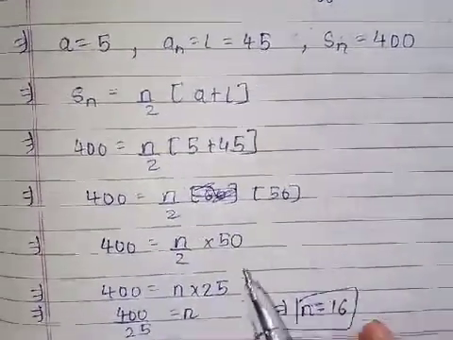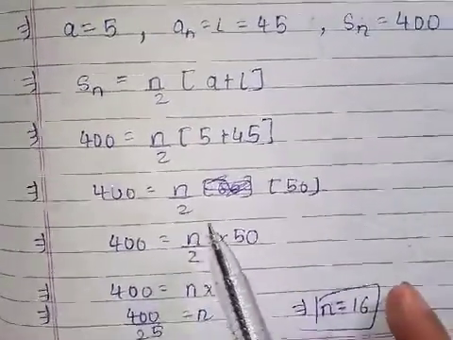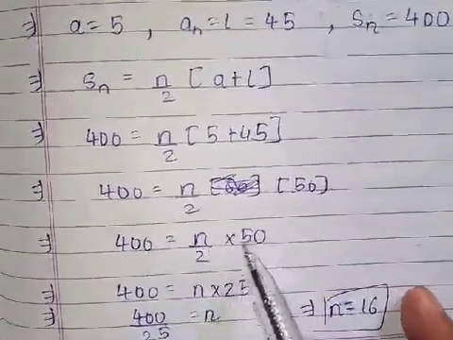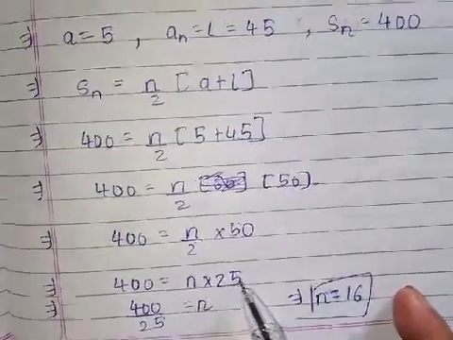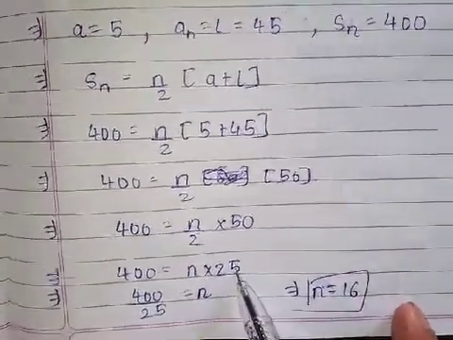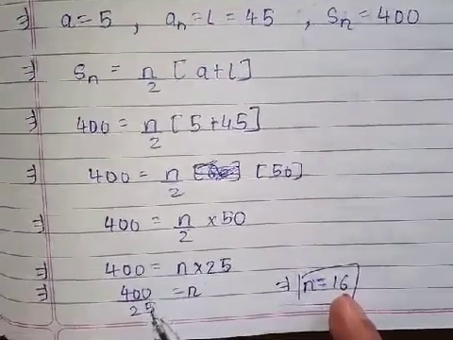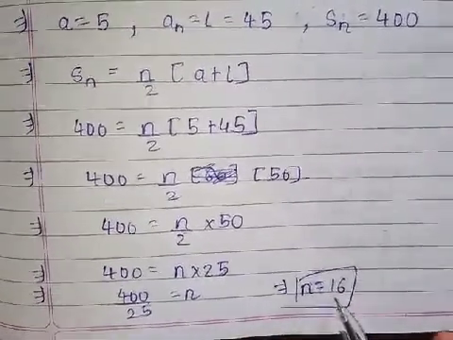So 400 is equal to n by 2 into 50. If you cancel it, you will get 25. So n into 25 is equal to 400. The relation of n and 25 is multiplication, so 25 will go in division. So 400 by 25, so n is equal to 16.